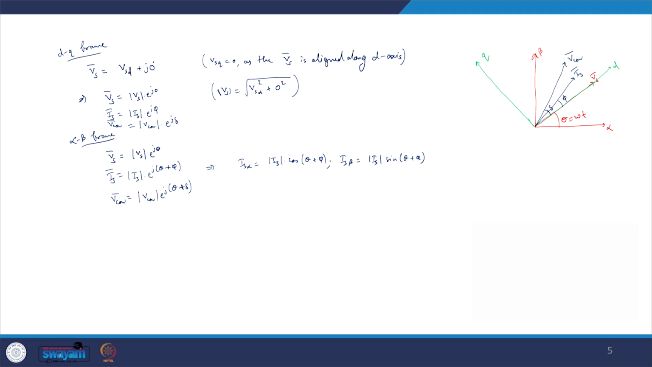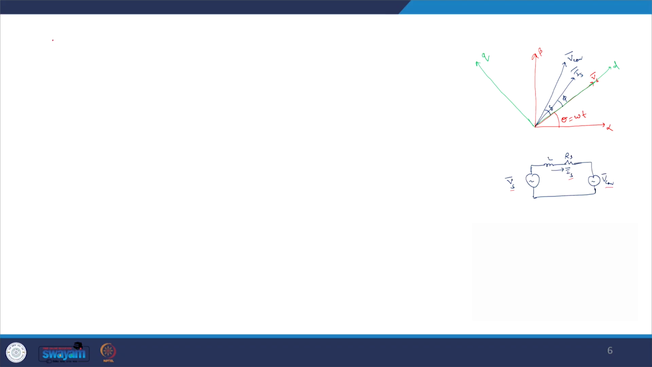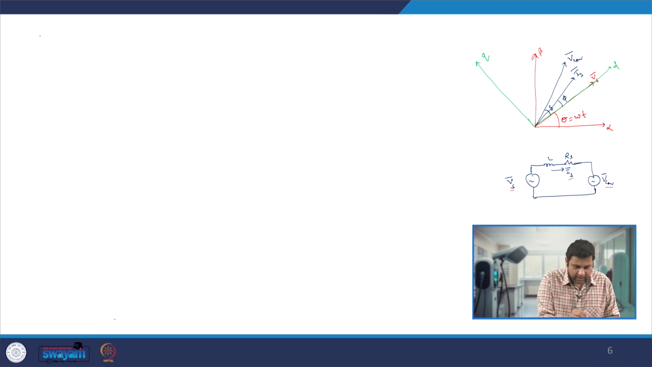Now, using this representation, let us try to obtain the single phase equivalent circuit model in the alpha beta and dq frames, because if we model that circuit in the alpha beta frame and dq frame, we can obtain the alpha beta and dq components of the currents, and then we can control those components independently. So, let us write down our equation first in the stationary frame, and then from the stationary frame we will move it to the rotating reference frame. Let us write down the circuit model in the alpha beta stationary frame.